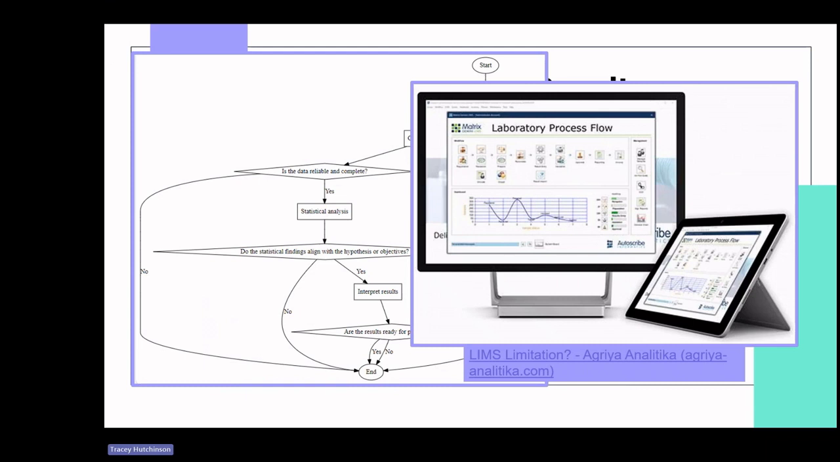Presenting data in an appropriate format is a skill. This involves using statistical techniques incorporating data from lab information management systems, or LIMS, for clear and effective communication with stakeholders.